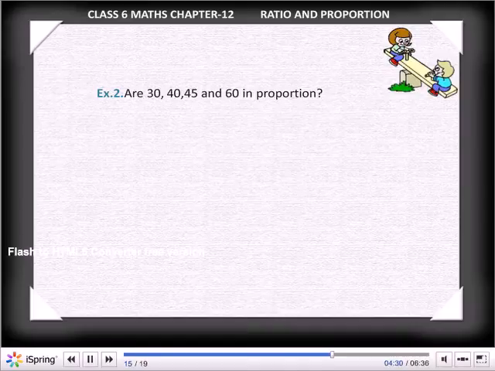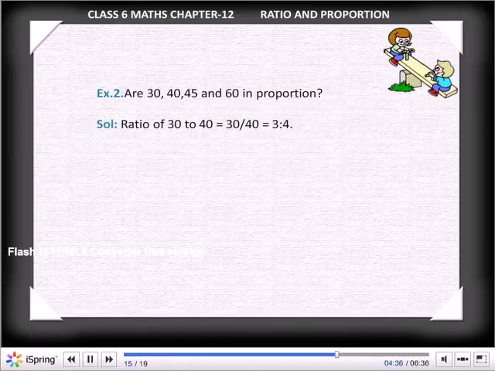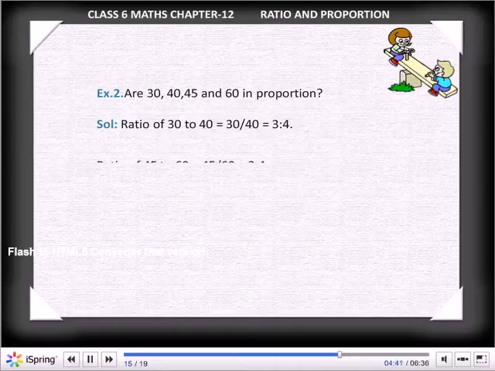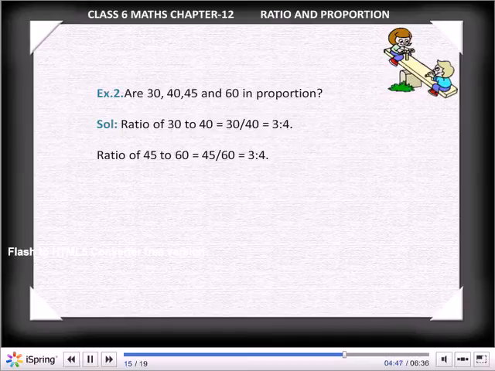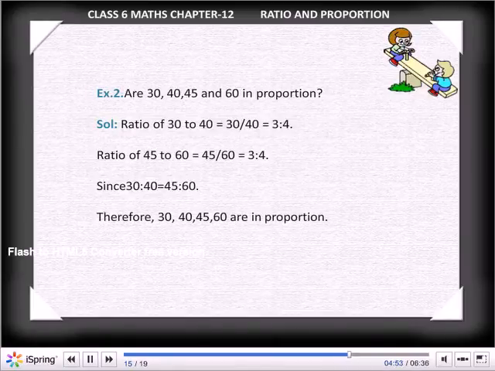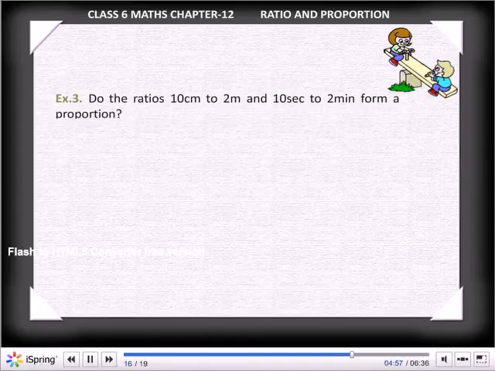Example 2. Are 30, 40, 45 and 60 in proportion? Ratio of 30 to 40 is 30 by 40 is equal to 3:4. Ratio of 45 to 60 is equal to 45 by 60 equal to 3:4. Since 30:40 is equal to 45:60, therefore 30, 40, 45, 60 are in proportion. Example 3.